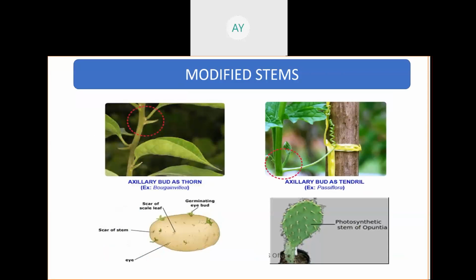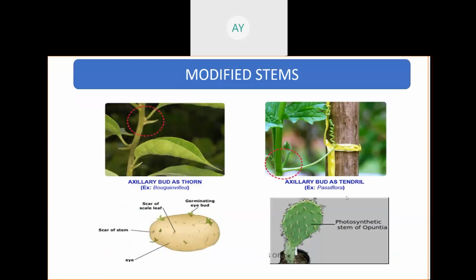Next, modified stem, axillary bud, that is also known as thorn. You will find this type of stem in case of bougainvillea, a flowering plant. This is also a stem modification. Then you will find potato is also a stem. You will find a scar of a stem, then a scar of leaf, germinating eye bud. These are the examples. So you always remember potato is not a root. It is a stem. But sweet potato, it is root.